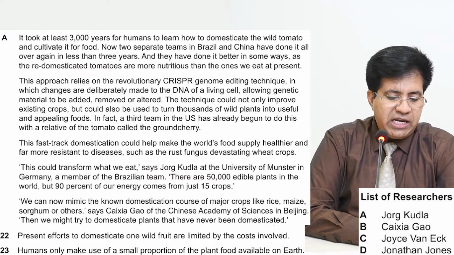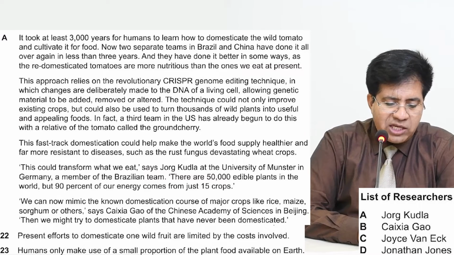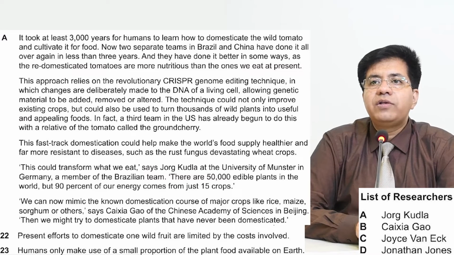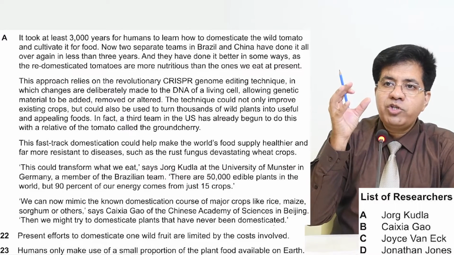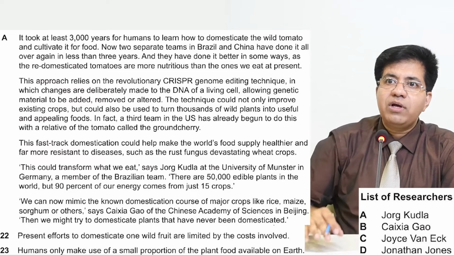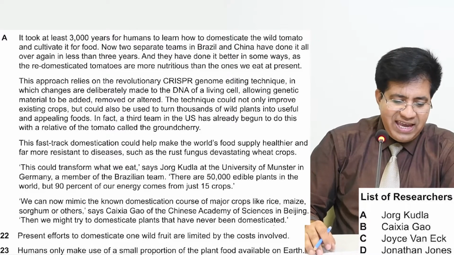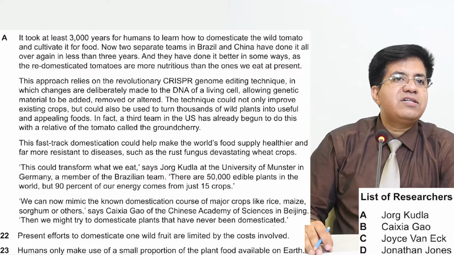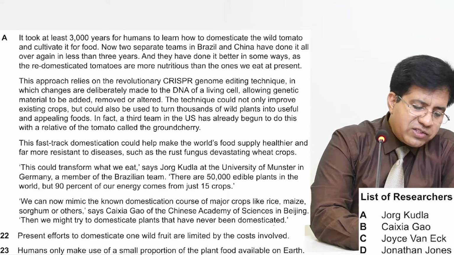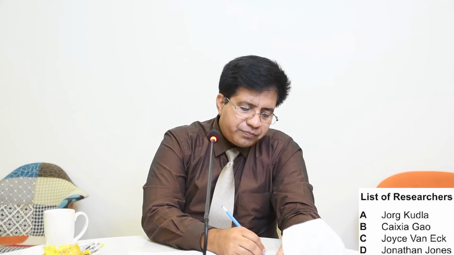So, question number 23, humans only make use of a small proportion of the plant food available on earth. Got it? Now, why small proportion? Because 50,000 plants, and you probably don't know the names of even 50 vegetables. Okay? So, question number 23, answer is A. Now, do one thing. Cross out number 23 because it is done, so that you don't read it again. Okay? Now, let's move on.